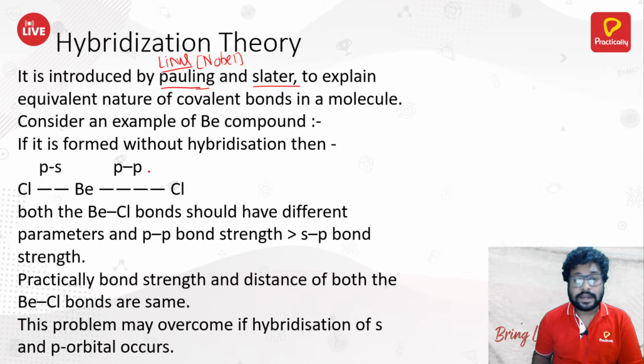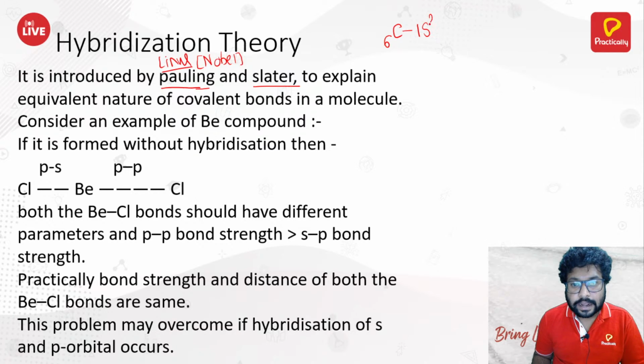Okay, so let's take an example of why hybridization was needed. Let's take the example of carbon. Carbon's atomic number is 6. Everyone knows it, right? You have 1s2, 2s2, 2p. So in the ground state we had 2 electrons here.